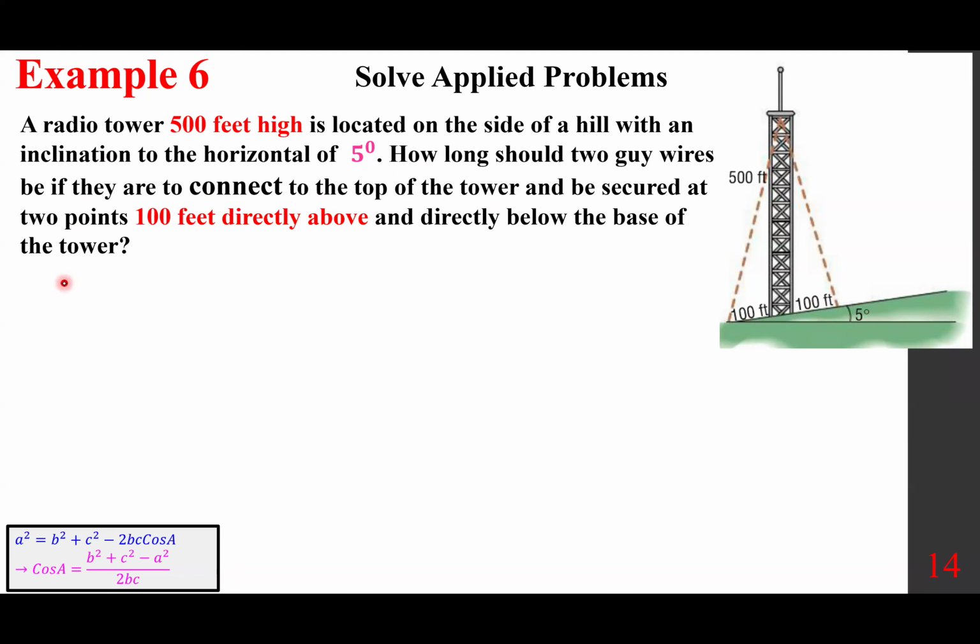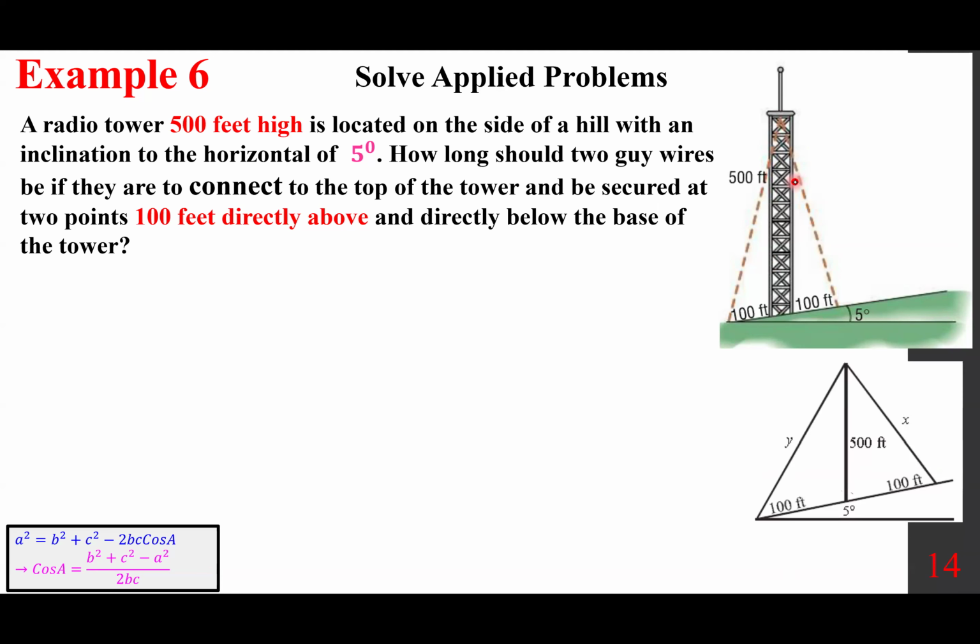So this is 500 feet. We are going to connect two guy wires. Each one goes 100 feet away. And this has an inclination of 5 degrees. Just to make sure we understand what's going on, we are going to do this drawing without this tower. So this distance, we want to call it X because we need to find them. How long should two be? One of them is X, one of them is Y. This is 100, this is 100, and this is 500. And this angle is 5 degrees.